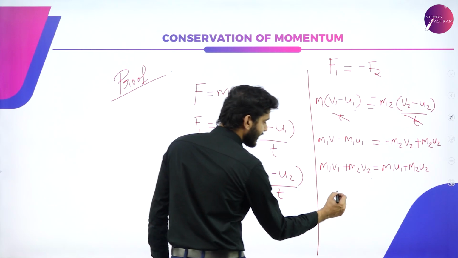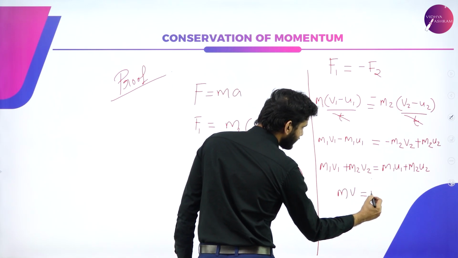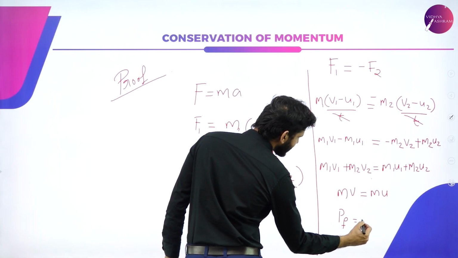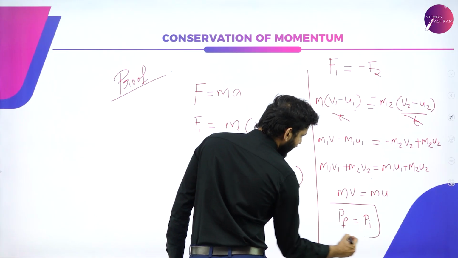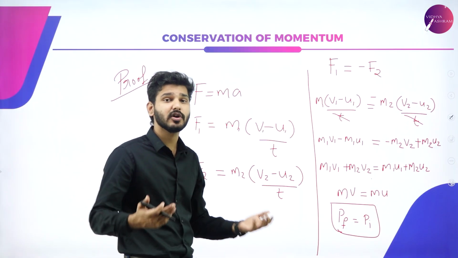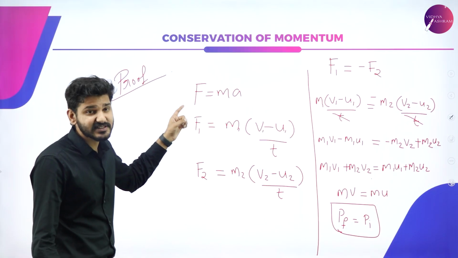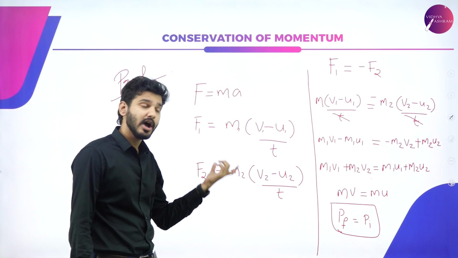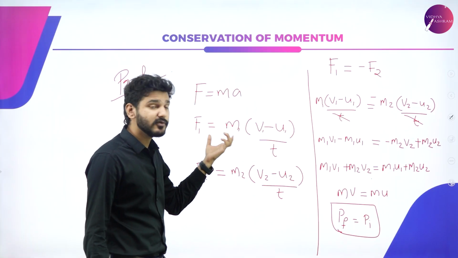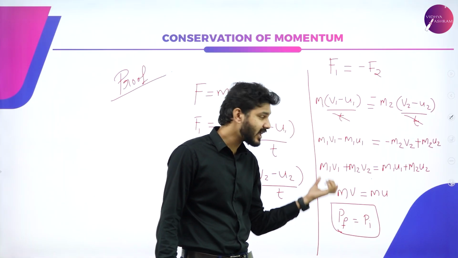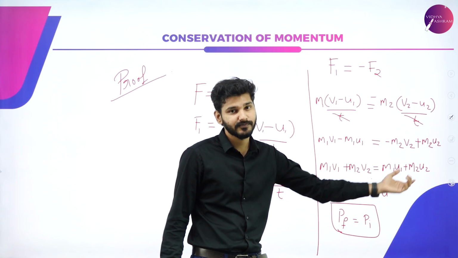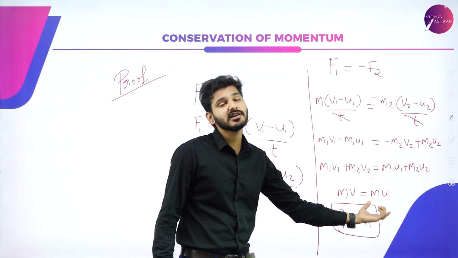Generally we can say that mv is equal to mu, or simply pf is equal to pi. That is, initial momentum is equal to final momentum. When two bodies collide with each other, from Newton's second law of motion, F is equal to ma, or acceleration is equal to (v minus u) by t, and writing it in terms of two bodies and rearranging, we can say that m1v1 plus m2v2 is equal to m1u1 plus m2u2, or simply final momentum will be equal to initial momentum.